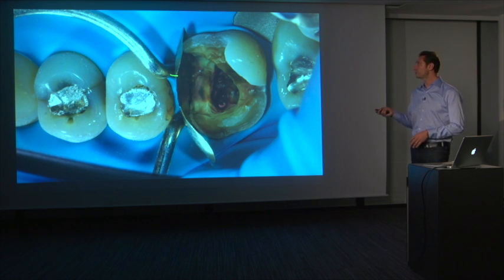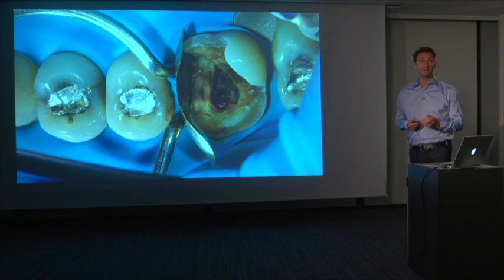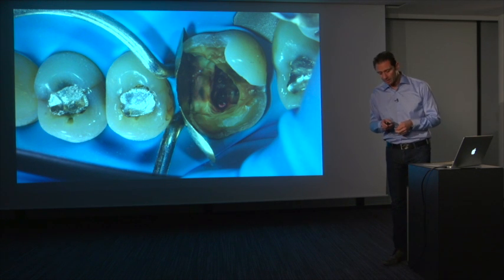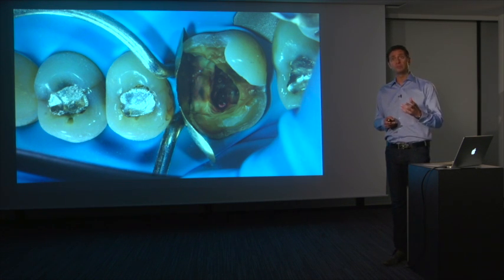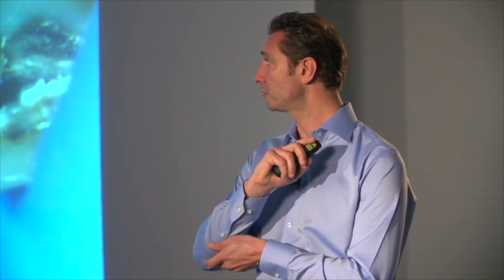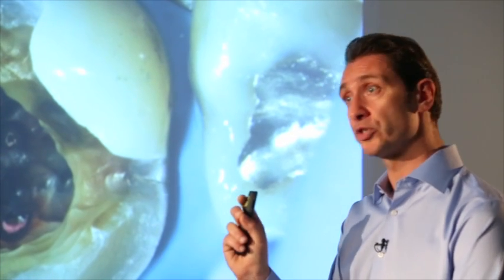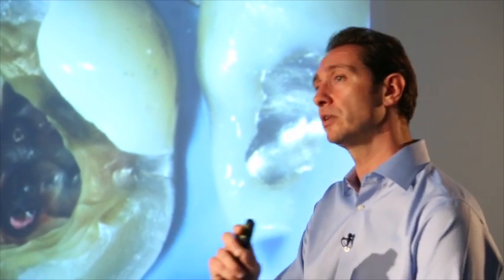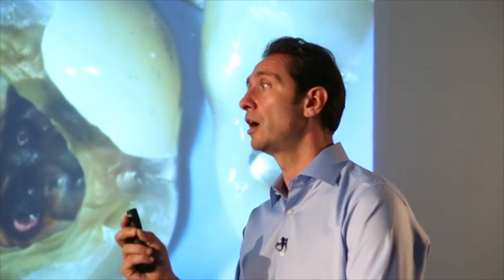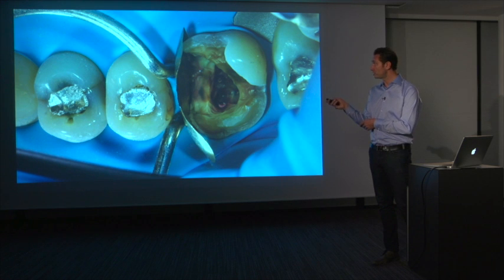And since we will be doing some margin elevation here, remember, it should not be done with Everx Posterior. Use another material, for example, universal flow, G-aenial Universal Flow, to do the margin elevation. It will give you good control, a good ability also to put the material in this critical area, and you will end up with a very smooth material, which is highly polishable and retains the polish, especially in this deep cervical area.